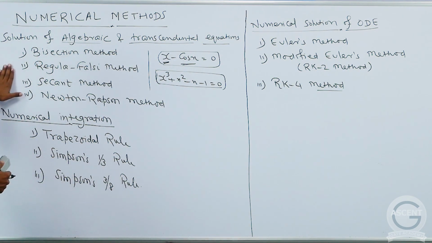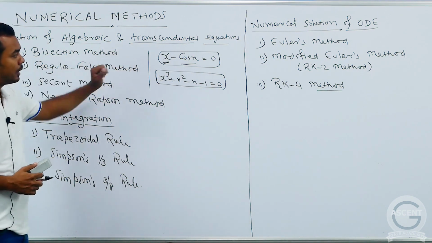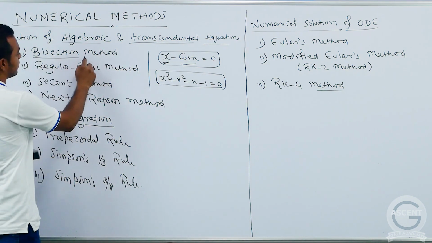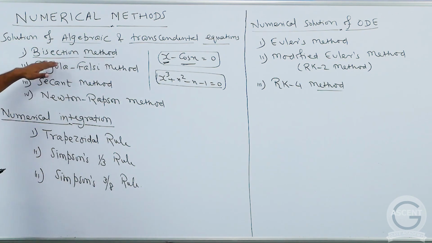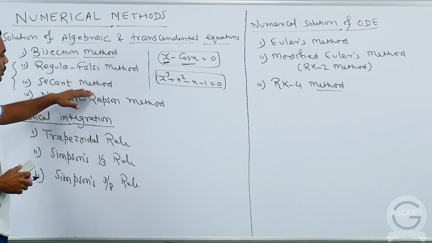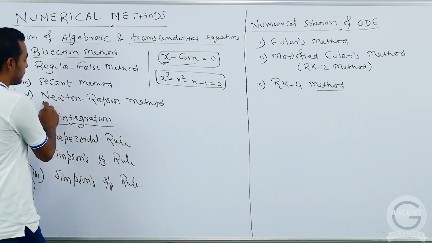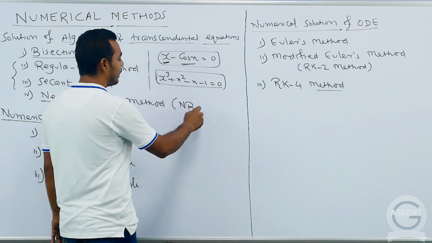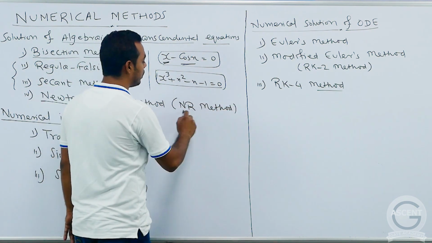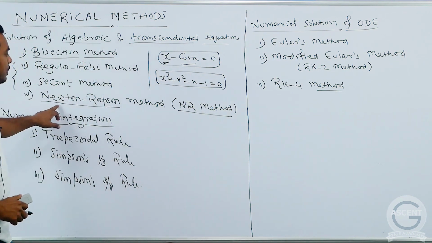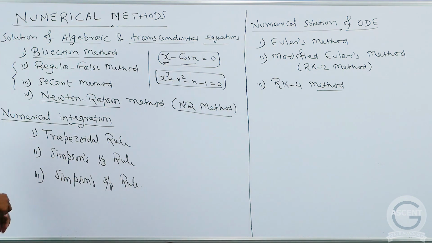So basically there are 4 different techniques to solve algebraic and transcendental equation. The first one is bisection method. This is a very basic method. We'll see what the approach is in bisection method. Then second method is Regula falsi method. Third one is secant method. These two methods, Regula falsi method and secant method, are almost similar except for one difference. Then our fourth method will be Newton-Raphson method. Sometimes this is also called NR method. You can either call Newton-Raphson method or NR method. In GATE, most of the questions are asked from this Newton-Raphson method. Then after that, this will be our first topic, solution of algebraic and transcendental equation.